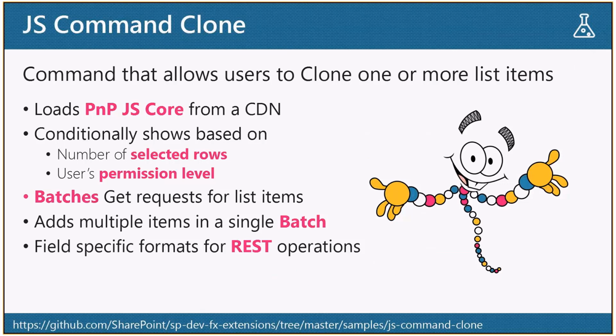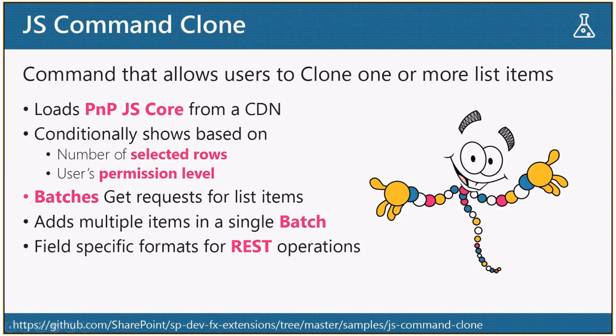And finally, we're really going to take advantage of the PnP JS core's batching. Obviously, you can do that without it, but with PnP JS core, it is so much simpler. We're going to do that both to get a bunch of items and to add a bunch of items, and you'll see that it's really easy to do that. And then finally, we're going to demonstrate how to do some field-specific formats for REST operations. There's just some manipulation you've got to do when you get those items back from a list in order to add those to a list. So we'll take a look at that.